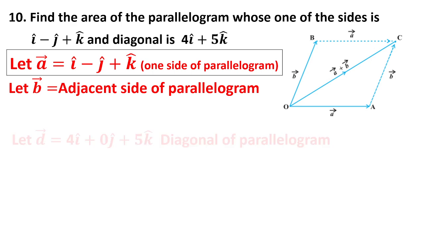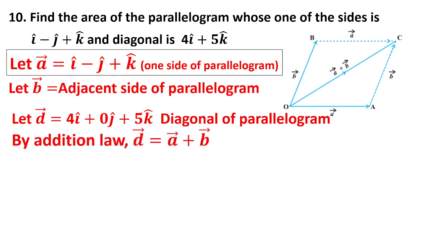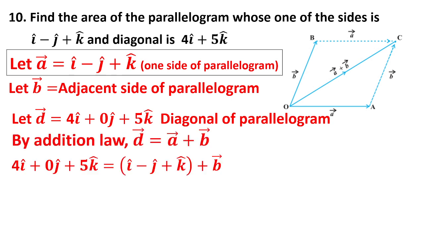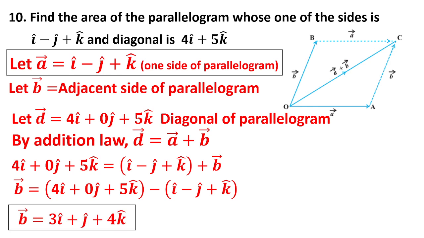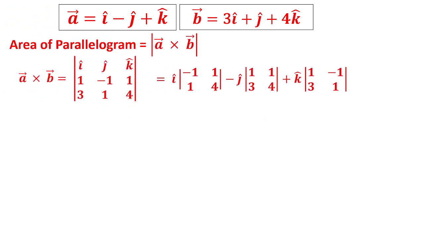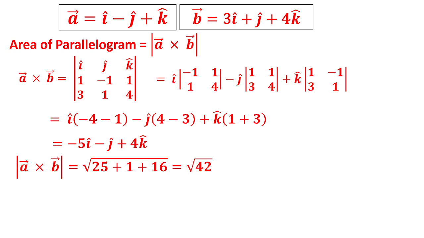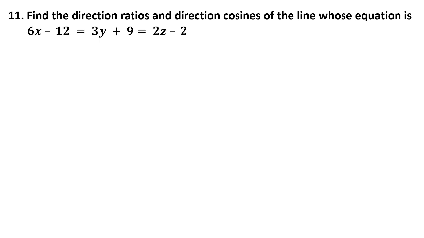Adjacent side. Now it is given vector D, but making use of the addition law, vector D is vector A plus vector B. From this I can get the value of vector B. Vector B is 3i plus j plus 4k. Now I have A and B. Now I can find the area of the parallelogram quickly. It is magnitude of A cross B, which is square root of 42. Let us go to question number 11.